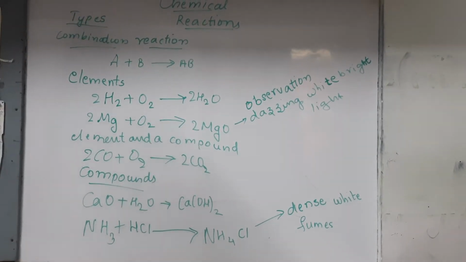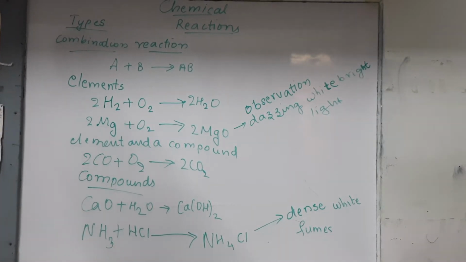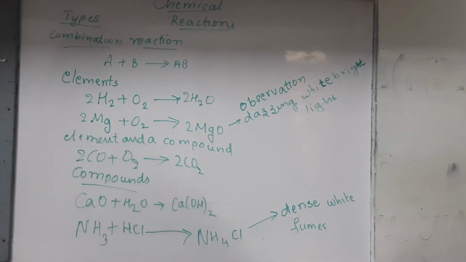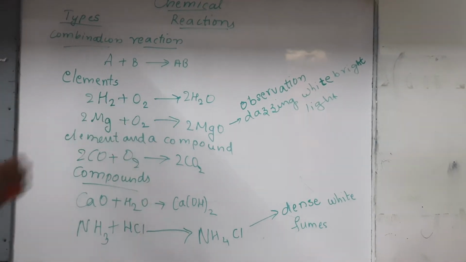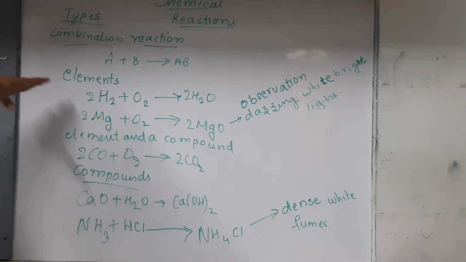Then what do you mean by a chemical equation? A chemical equation is a symbolic representation of a chemical reaction using formulas or symbols for the substances involved in that reaction. So here we use formulas or symbols to represent any reaction. I'll give you an example here.